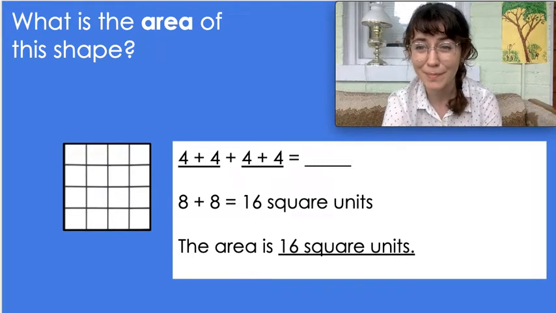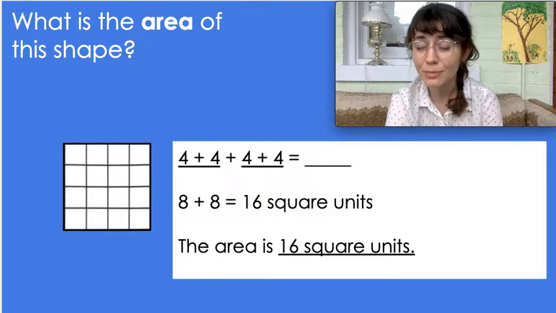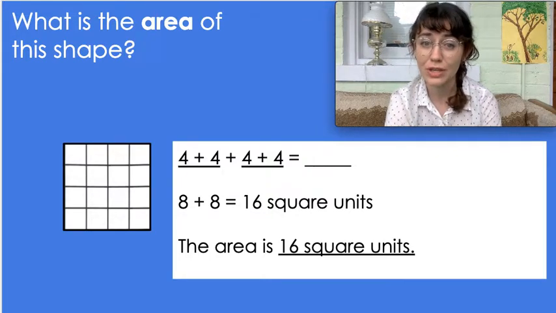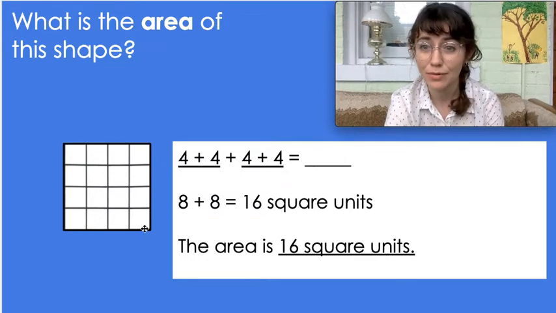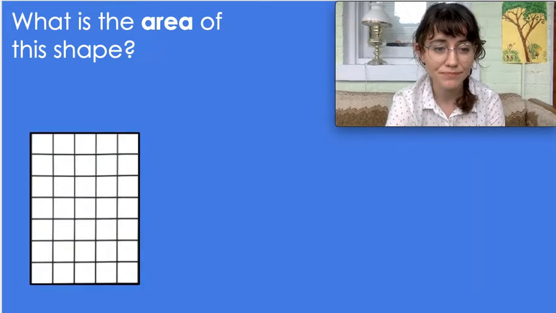If you got the same number, you should give yourself a big pat on the back. And if you didn't get the same number, just go back and check your work and make sure that you are adding equal groups when you're adding the number of rows or you're adding the number of columns.